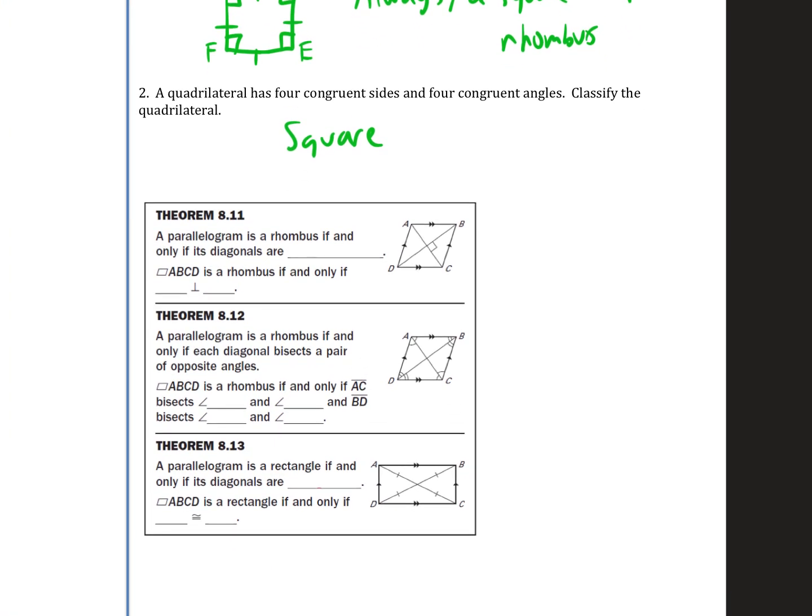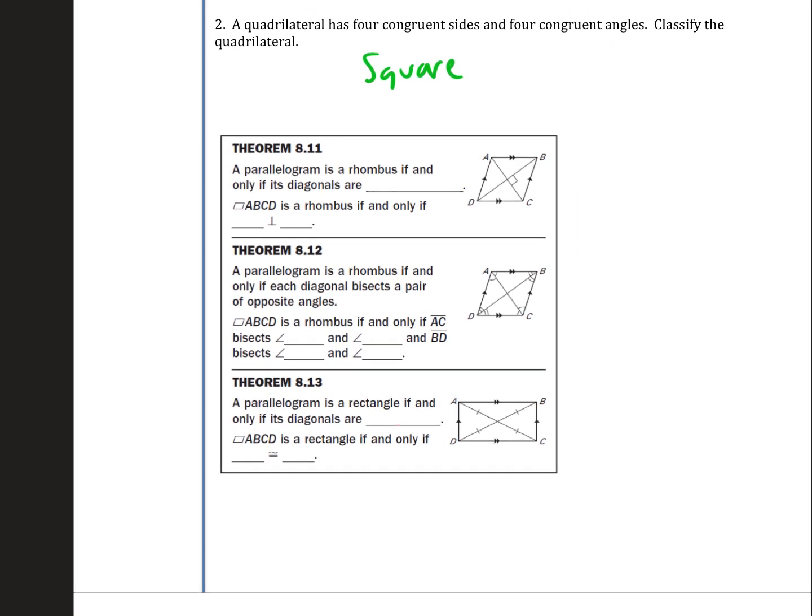We have some other kind of properties here. And so these are all kind of going to be on that flowchart, sorry, the quadrilateral flowchart. So let's fill these in. So a rhombus is going to have diagonals that are perpendicular. Okay. So AC is perpendicular to BD.